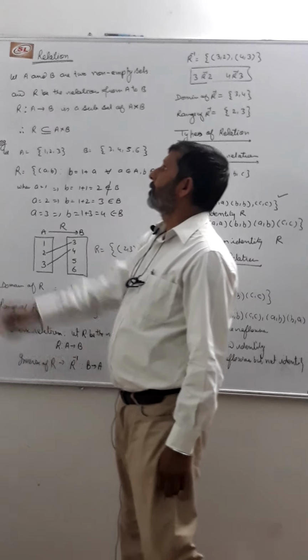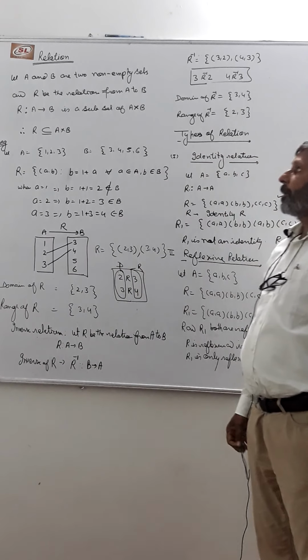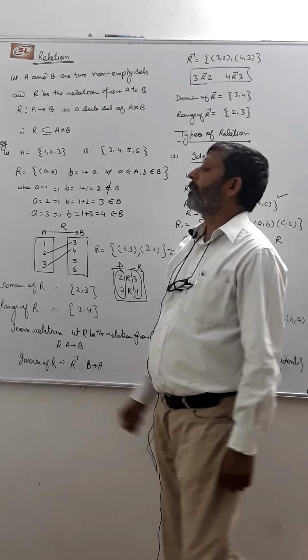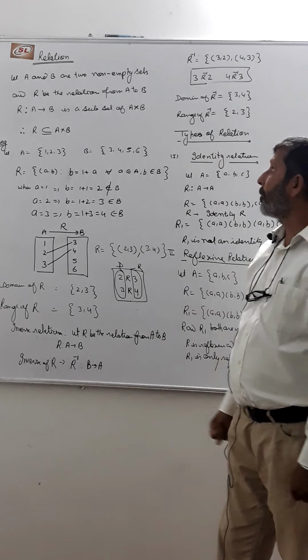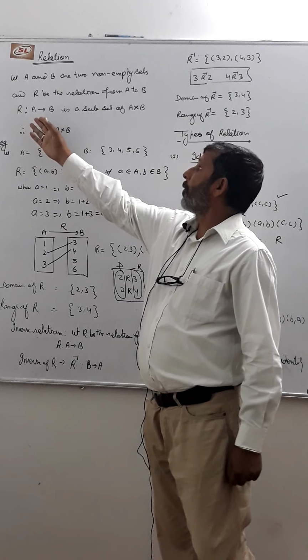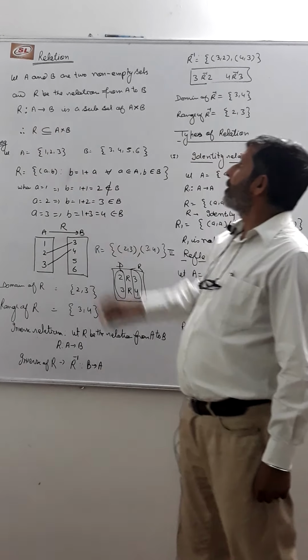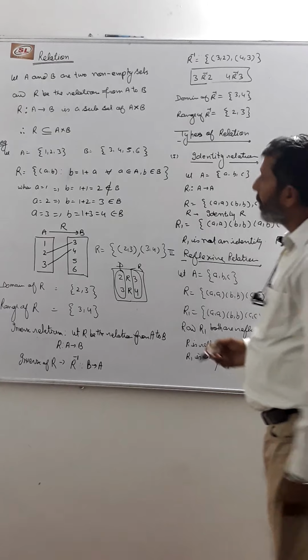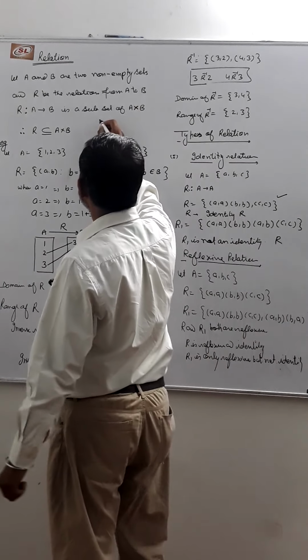What is a relation? Let A and B be two non-empty sets, and let R be the relation from A to B. R from A to B is a subset of the Cartesian product. How can we find the Cartesian product?